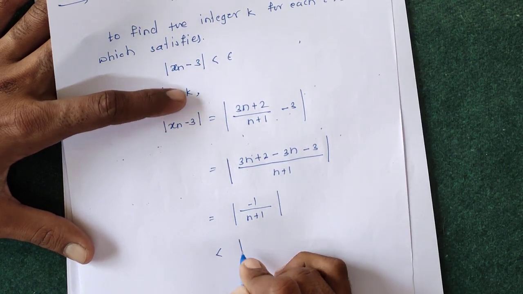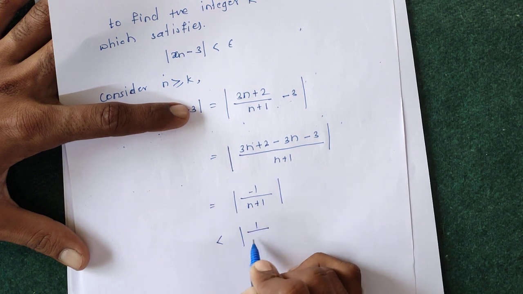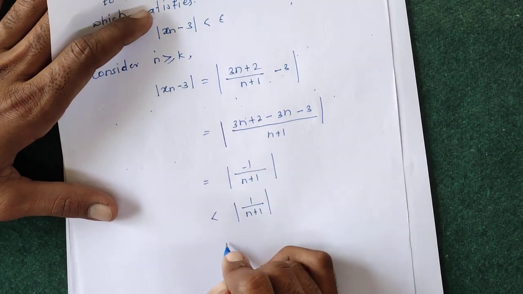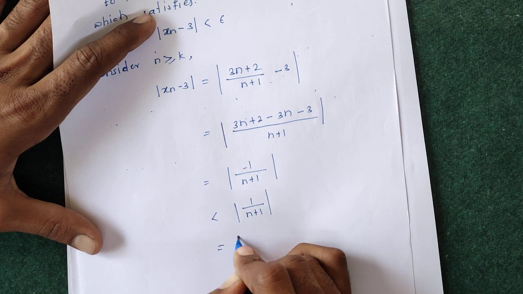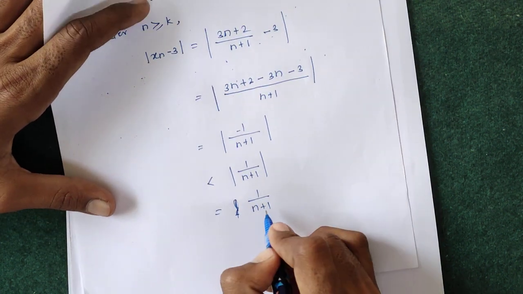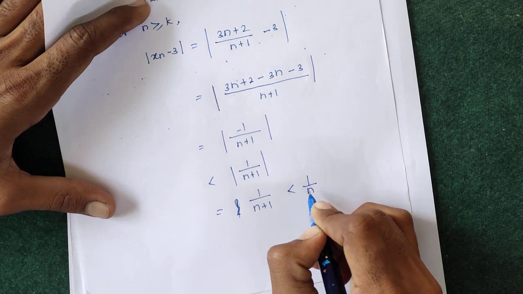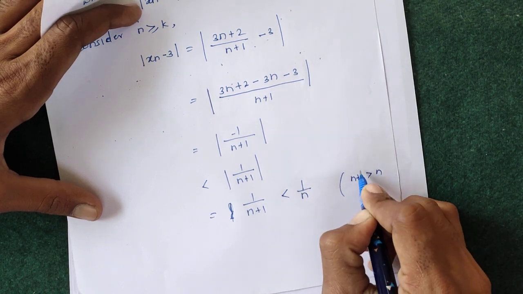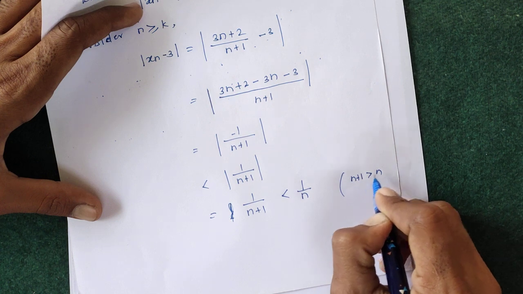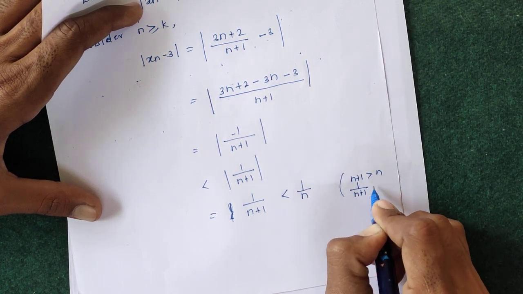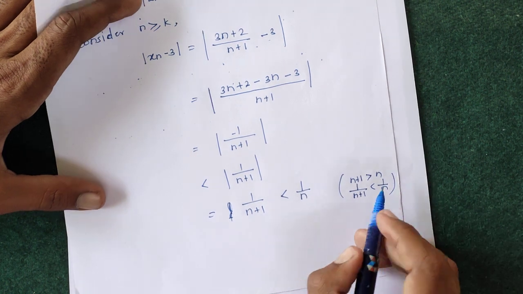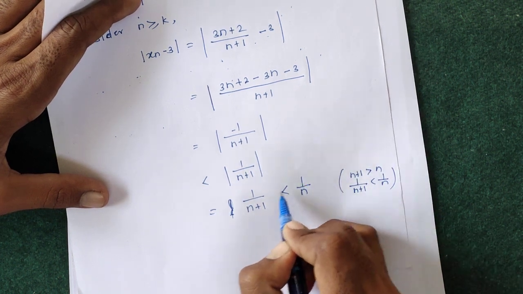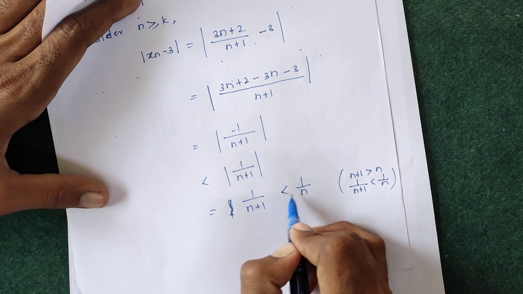which in absolute value is mod of 1 upon n plus 1, since mod of minus 1 is 1, and mod of n plus 1 is itself. And 1 upon n plus 1 is less than 1 upon n, because n plus 1 is clearly greater than n. If we add 1 to n, we get a greater number, and if we take the reciprocal, the inequality reverses, so mod of 1 upon n plus 1 is less than 1 upon n.